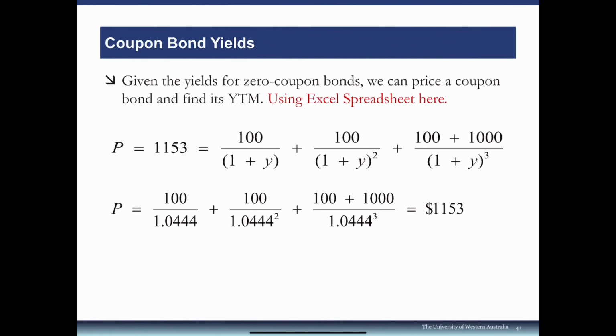And based on that, you can work out the yield to maturity for this particular coupon paying bond. Again, that needs to use an Excel spreadsheet. You would need to use goal seek to work out what interest rate would make the right-hand side equal to the left-hand side. And the answer here is 4.44%. That tells you the yield to maturity for this particular bond is 4.44%, right?